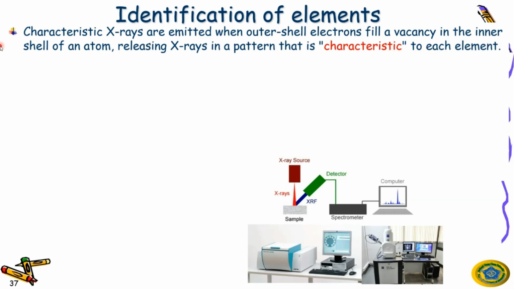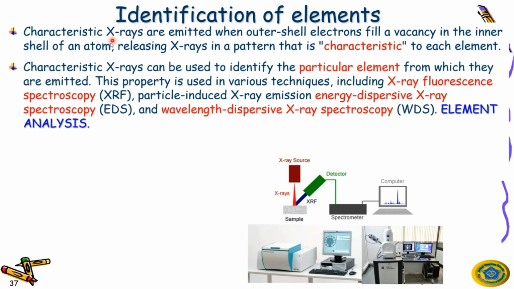Okay. So why the inner shell of the atom? Because I told you that the X-ray has a very high energy, right? So characteristic X-ray can be used to identify the particular elements from which they are emitted. This property is used in various techniques, including X-ray fluorescence spectroscopy, XRF for short, or particle-induced X-ray emission, energy dispersive X-ray spectroscopy, EDX, or wavelength dispersive X-ray spectroscopy, WDS. These are all called element analysis.